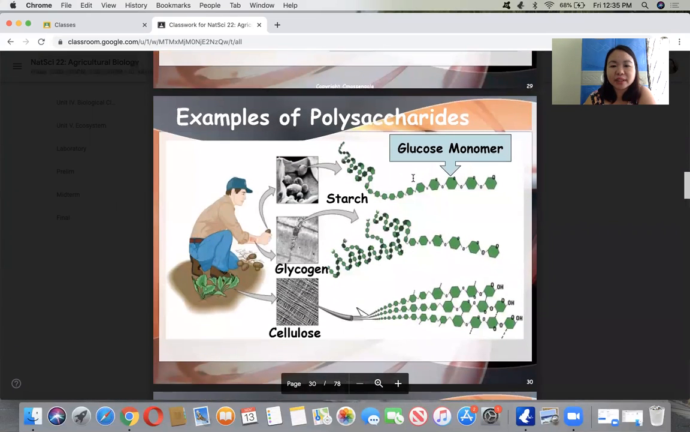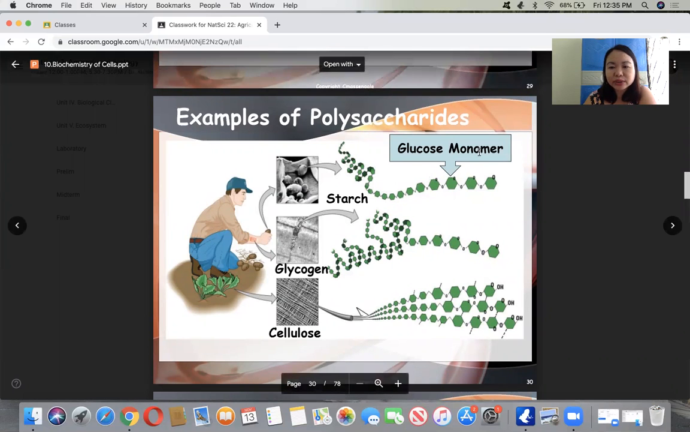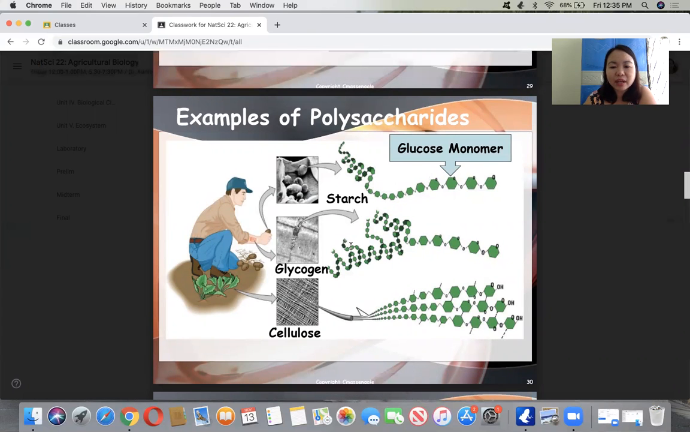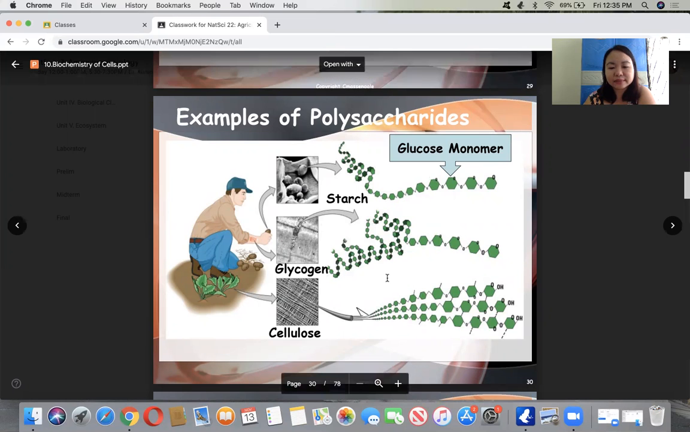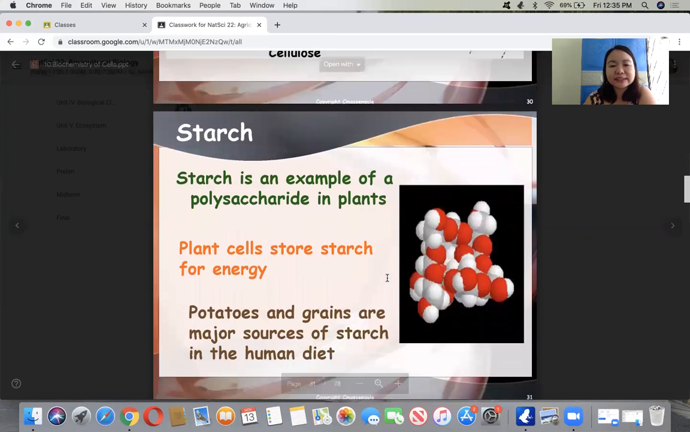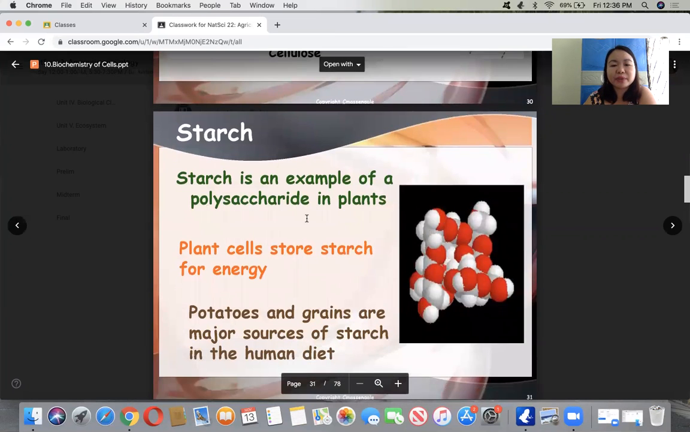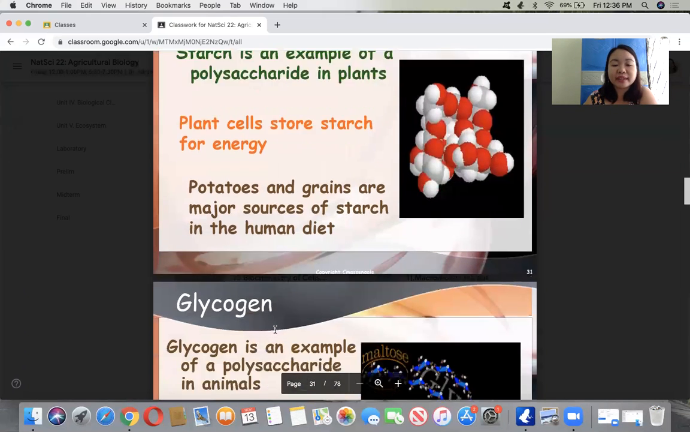Examples of these polysaccharides are starch, which has glucose monomers, glycogen, and cellulose. So what is starch? Starch is an example of a polysaccharide in plants, and plant cells store starch for energy. Potatoes and grains are the major sources of starch in the human diet.